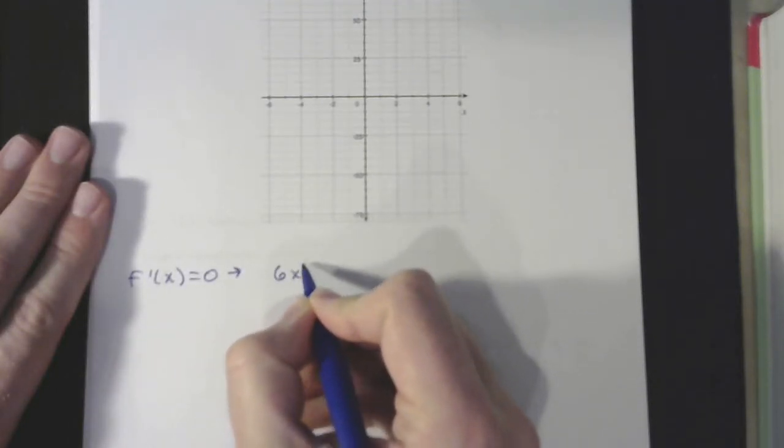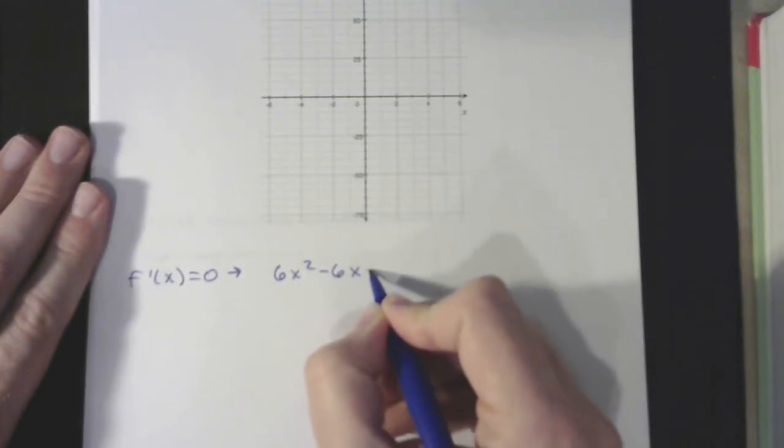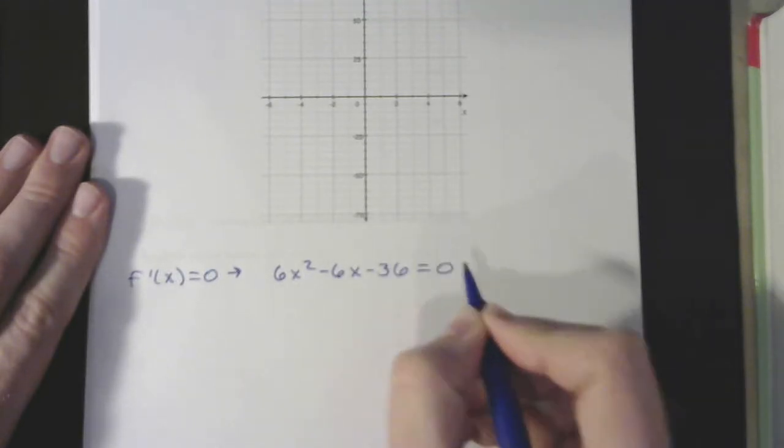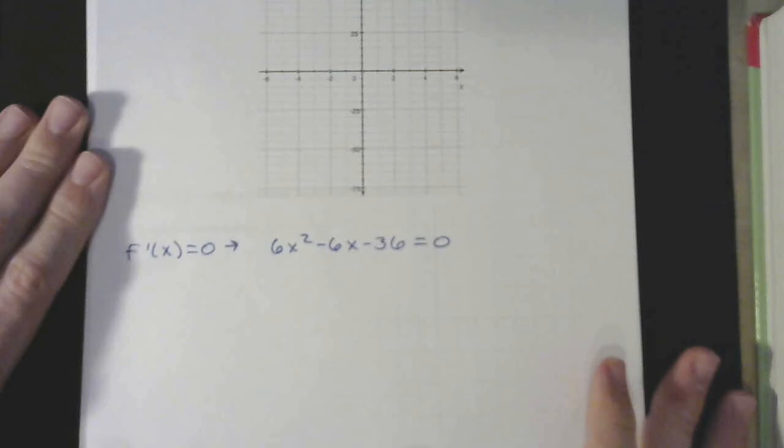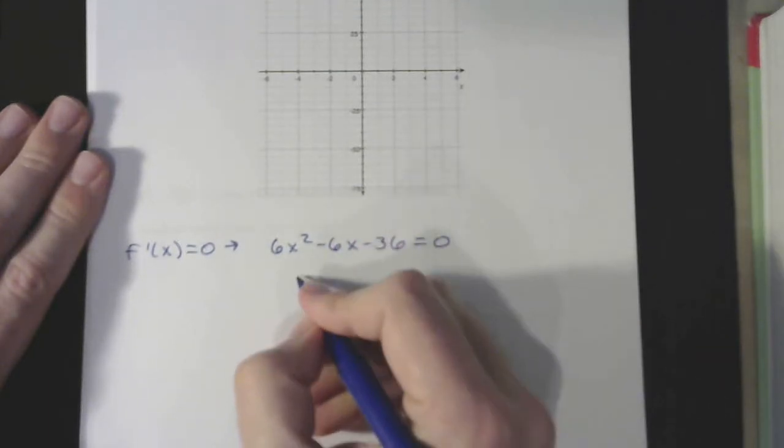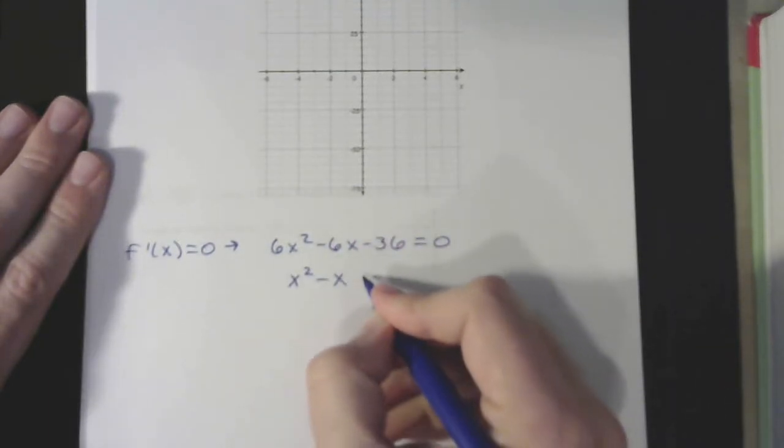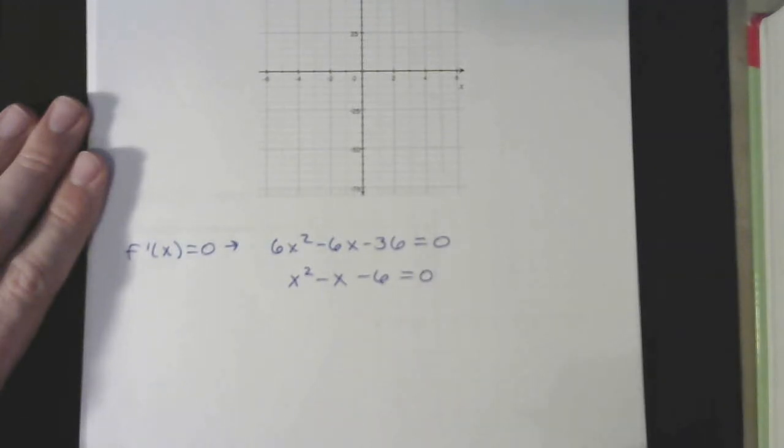So that's 6x squared minus 6x minus 36 equals 0. Just pulling that down here. You can divide by 6. X squared minus x minus 6 equals 0. And then we're just trying to factor here.